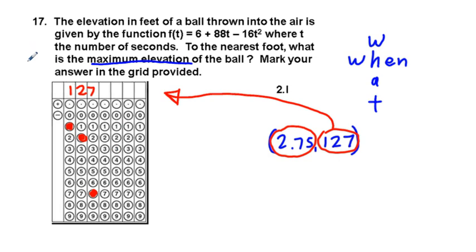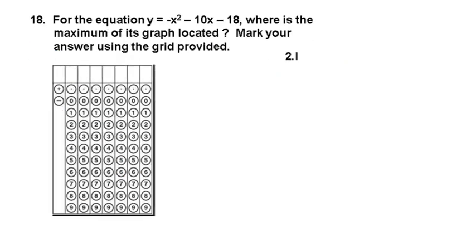Okay, that really should have been quite easy. Last one, we have for the equation negative x squared minus 10x minus 18. Where is the maximum of the graph located? Again, where? And the value, the maximum itself, okay, would be this what? What is the y value? But where would be this x value? So if we go to our calculator, negative x squared minus 8x minus 18.